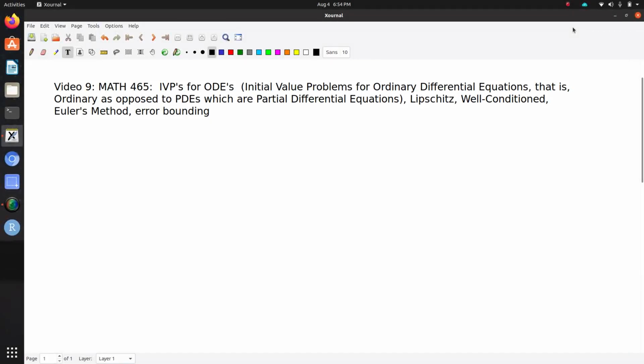Okay, welcome to IVPs for ODEs and other cool stuff. All right, so IVP sounds super fancy, but it's honestly just one of these things. Let's do a very simple example. So we have an ODE, which is just y prime equals x. That's the simplest one I can come up with.